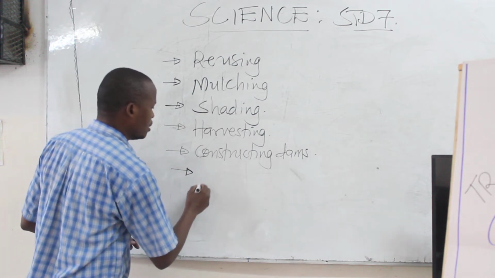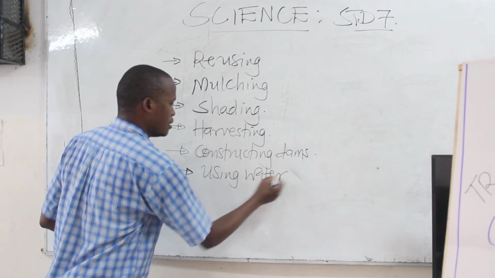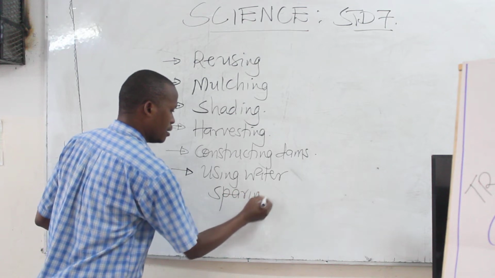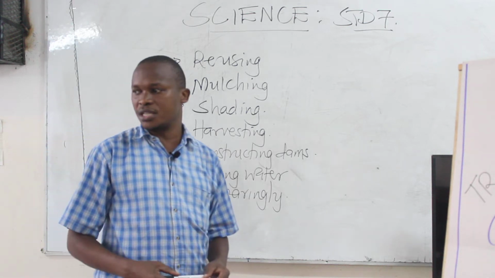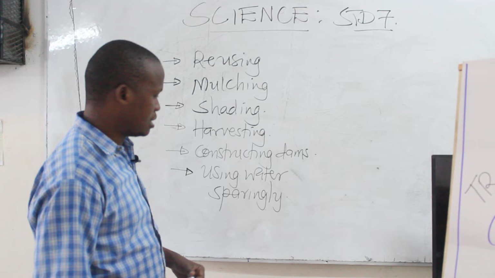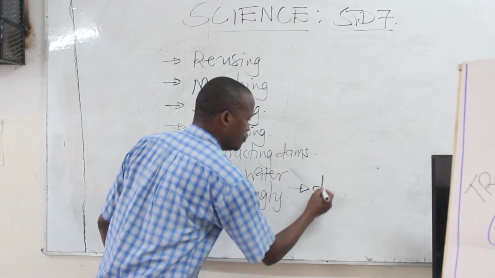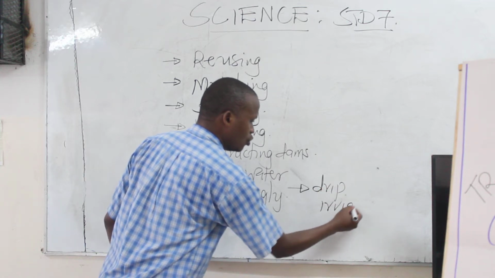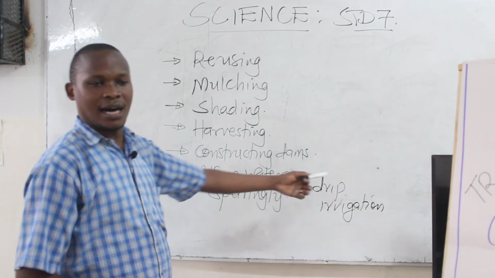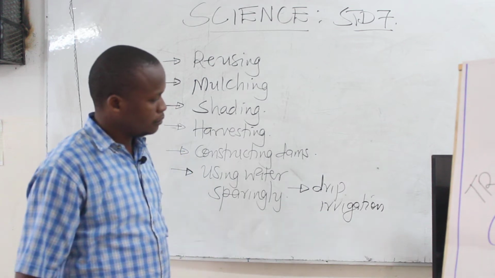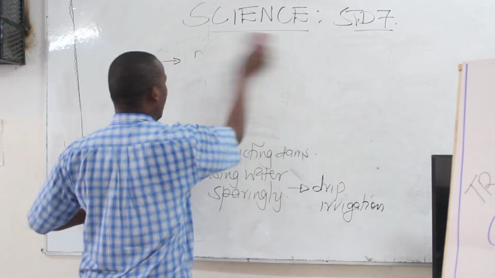We talked of using water sparingly, that is using water in a way that we don't waste it. A good example is drip irrigation, a good example of how water is used sparingly. Others include putting enough water in a basin for bathing instead of using showers, among others.